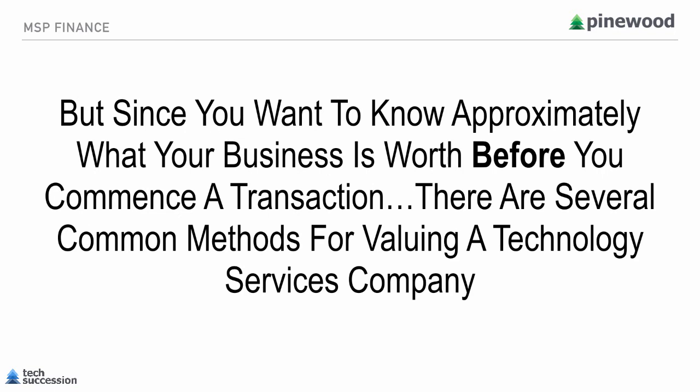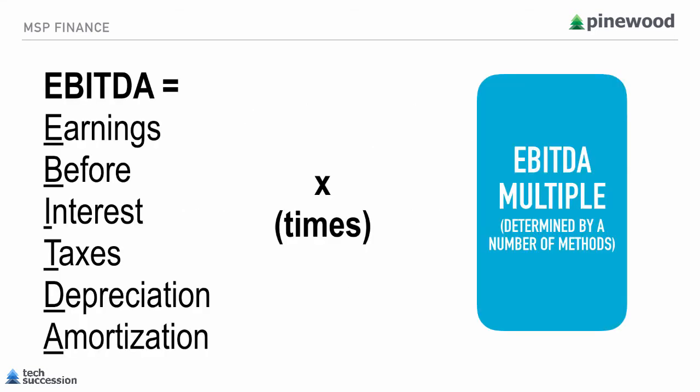But since you want to know approximately what your business is worth today before commencing a transaction, there are several common methods for valuing a technology services company. And the number one thing that we need to arrive at and agree on is the EBITDA number. And that's your earnings before interest, taxes, depreciation, and amortization. And in short, your business will be valued on cash flow. So EBITDA reflects how much cash flow your business operations drive for you, without considering the taxes and the financing options and the accounting methods that you use. That's what EBITDA is, operational income.